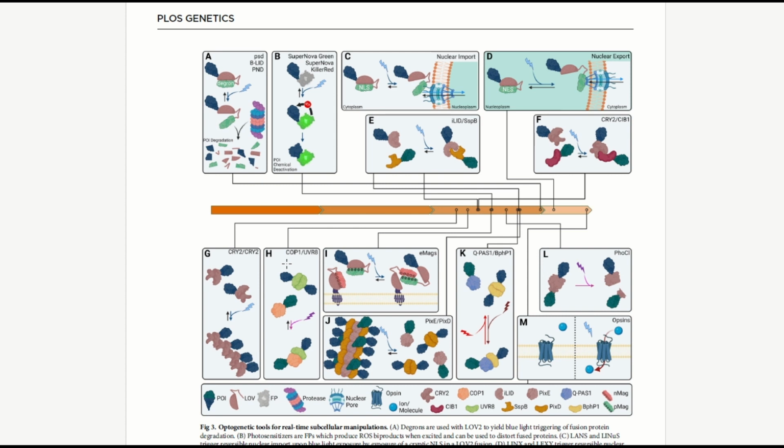Similarly, heterodimerization can be controlled by red and far red light, as in the phytochrome B, phytochrome interacting factor (PIF) system. However, these red or far red phytochrome systems require plant chromophore phycocyanobilin (PCB), which is not naturally synthesized in most animals, making them challenging to use in transgenic systems.